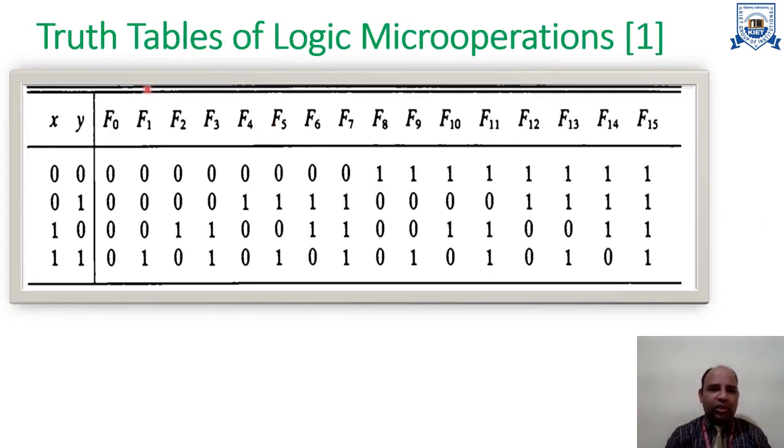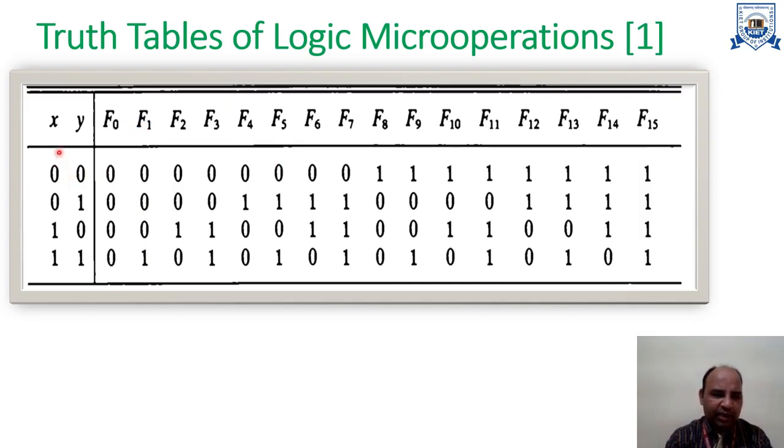Now we move on to the next slide, which is the truth table of the logic micro operations that we just saw in the previous slide. We saw in the previous slide that there were 16 logic micro operations, F0 to F15. As we saw, F1 was representing the AND operation.